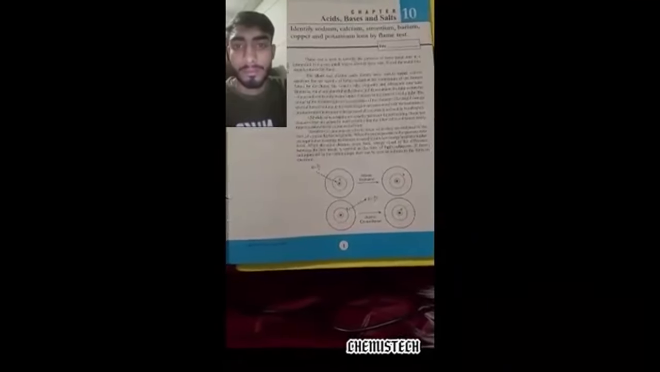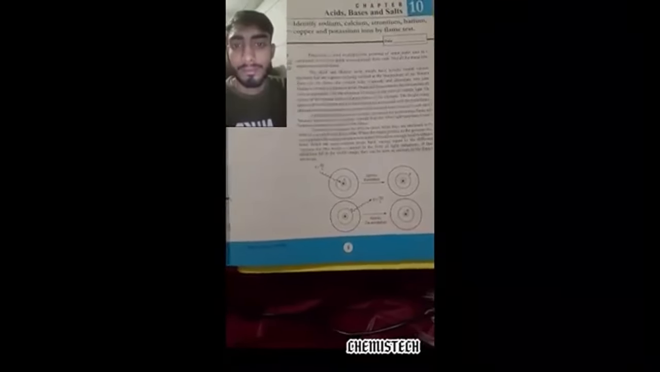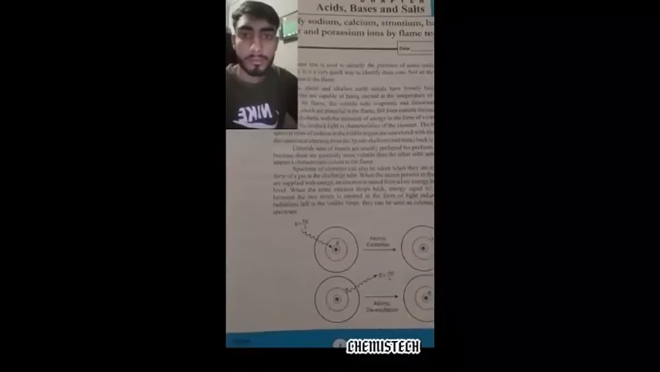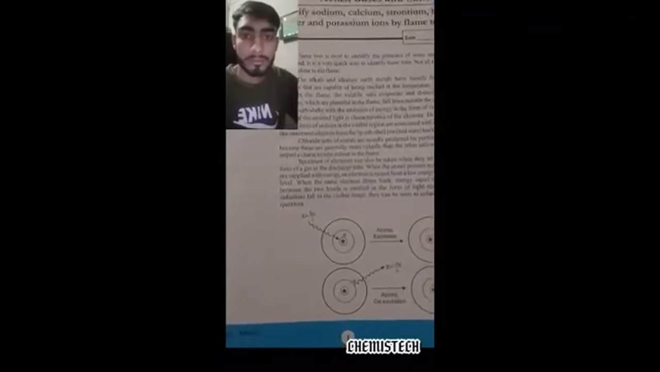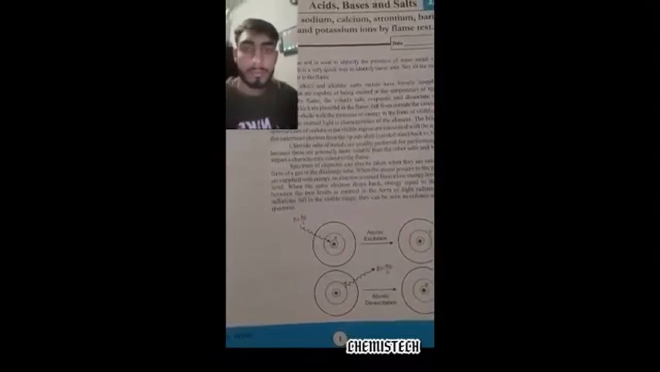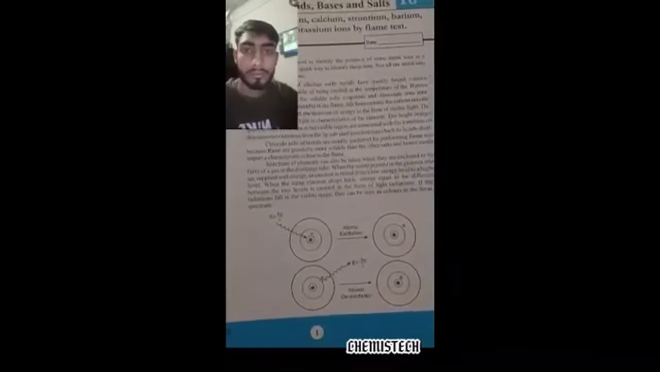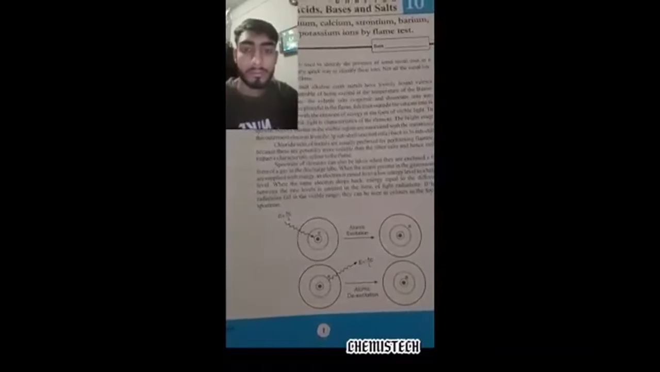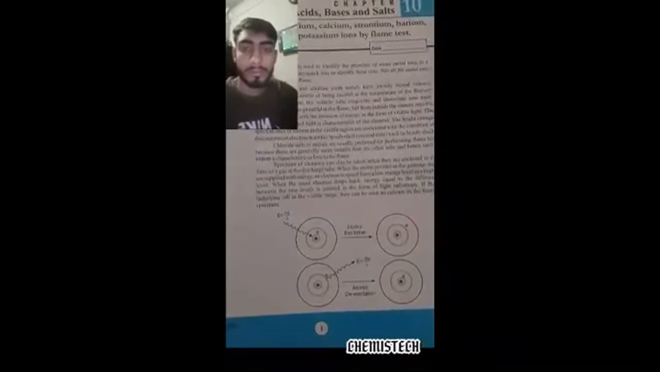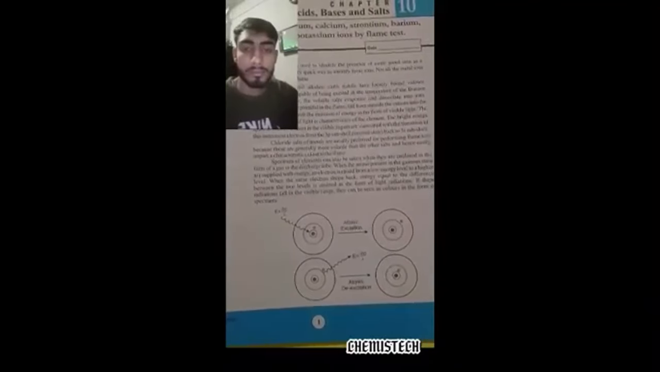Let's start our chapter number 10: acids, bases and salts. Here are the experiments. Identify sodium, calcium, strontium, barium, copper, and potassium ions by flame test. Here are the details. The flame test is used to identify the presence of some metal ions in a compound. It is a very quick way to identify these ions.